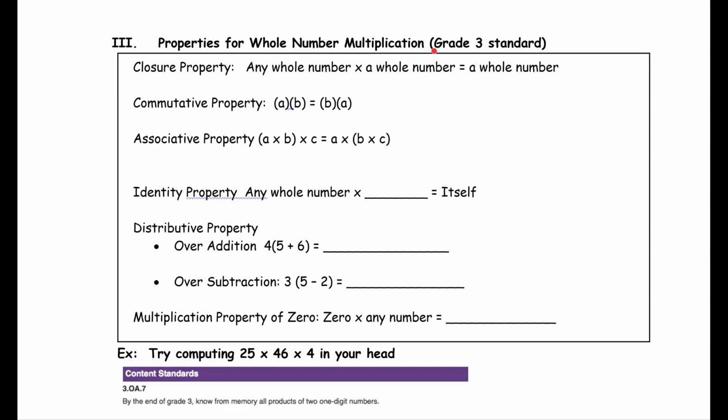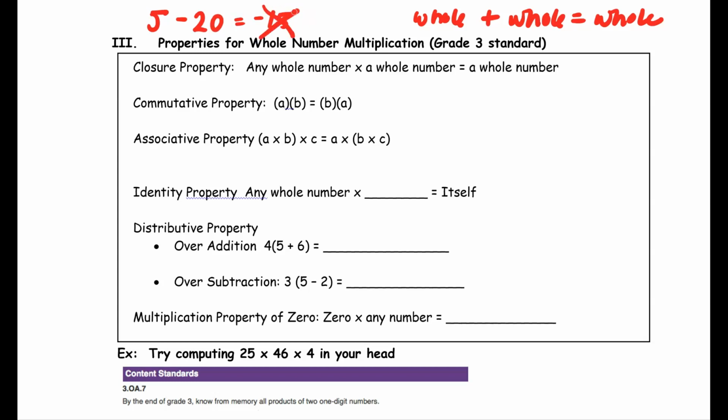It works with addition. So for example, a whole number plus a whole number always equals a whole number. It doesn't always work with subtraction, because think about it, you could have a whole number like 5 and subtract 20 and you get negative 15. Well, negative 15 is not a whole number, so the closure property does not hold for subtraction.